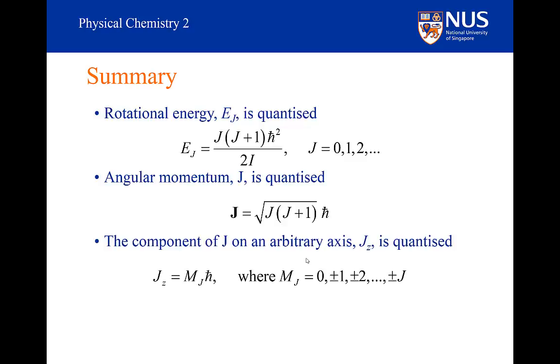But the component of J on an arbitrary axis, that is Jz, is also quantized. This is the spatial quantization arising from a boundary condition on the second coordinate for my particle moving on a sphere. And so Jz is equal to mj times h bar, where mj is my new quantum number. And mj can have values of 0, plus or minus 1, plus or minus 2, all the way up to plus or minus j. It is limited by which rotational level you're in. And that leads to my degeneracy of 2j plus 1.